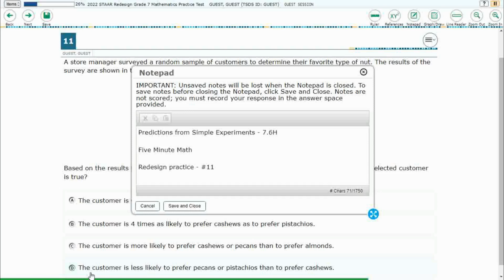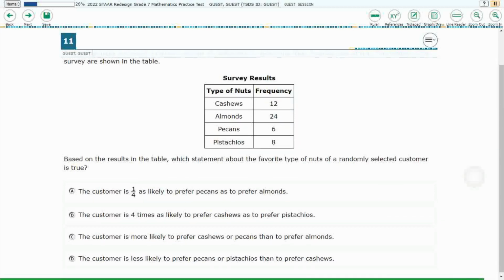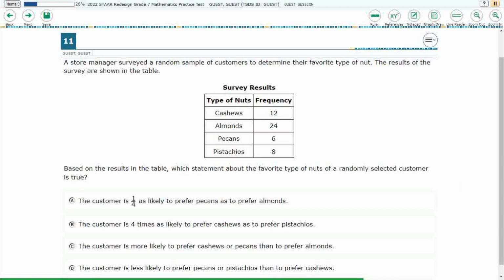Today we are looking at the 7th grade concept of predictions from simple experiments. This is standard 7.6H in the great state of Texas, and we are using item number 11 of the Redesign Practice Online STAAR test. If you haven't done so already, please go ahead and take a moment to pause the video, work this problem out on your own, unpause it, and we will look at our answers together.